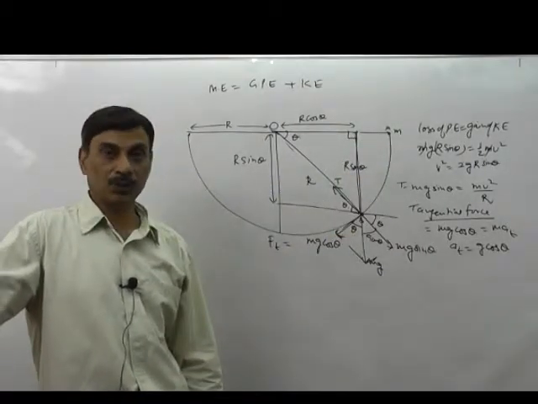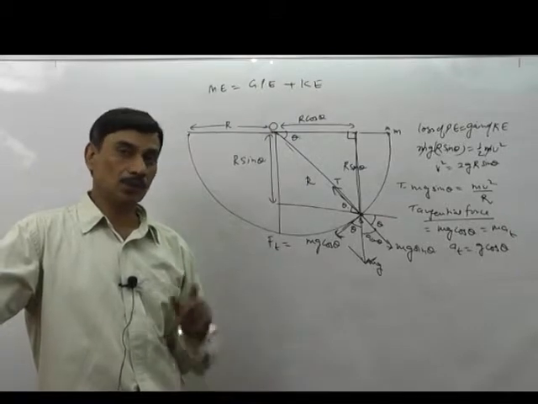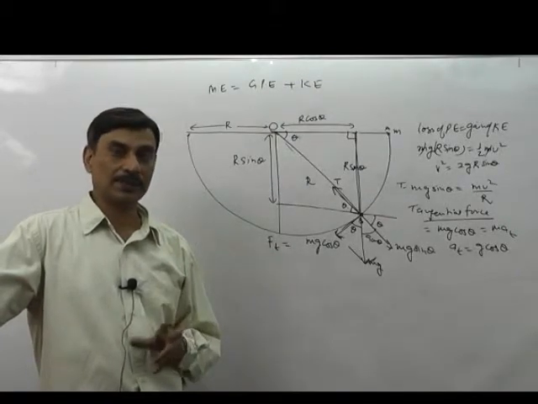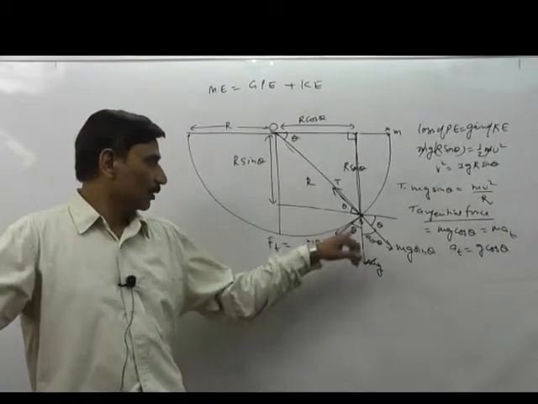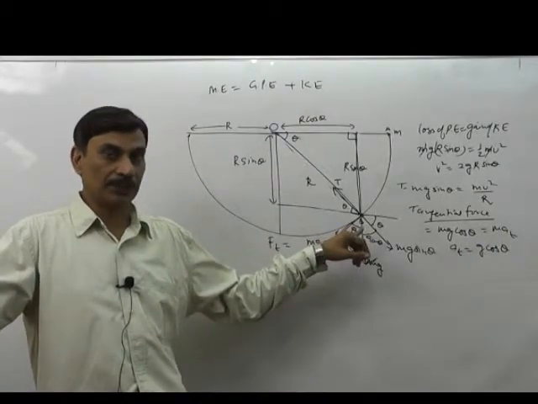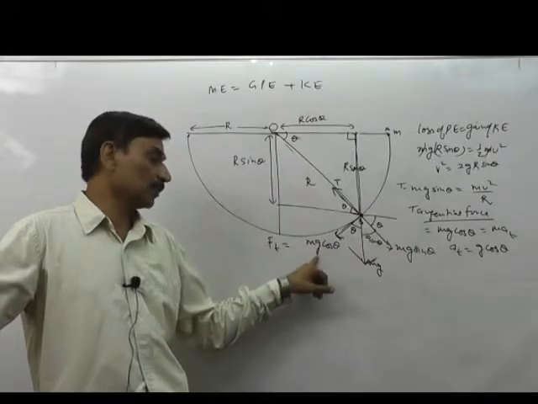Because it is coming over here, the speed is continuously changing. So this is non-uniform circular motion. If this is non-uniform circular motion, it will have two accelerations: one is centripetal acceleration, the other is tangential acceleration. If tangential acceleration is there, there has to be tangential force. What is the tangential force? This is the tangential force.